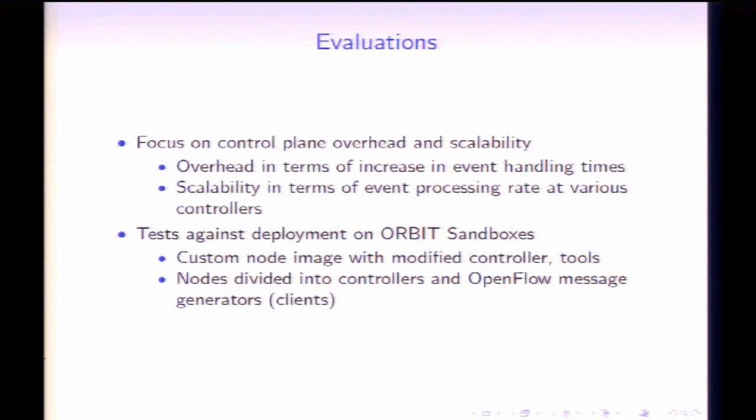So we did 2 major evaluations for this rough prototype implemented with Floodlight. We focused on overhead and scalability. Specifically, the overhead was measured in terms of event handling times: how long it took for a packet in to come out as a response, like a packet out or a flow mod, and how the different types of process chains and how many hops there are in your route affect that processing time. And we looked at scalability in terms of the processing rate of the control plane: how many OpenFlow packets can it handle per given unit of time.